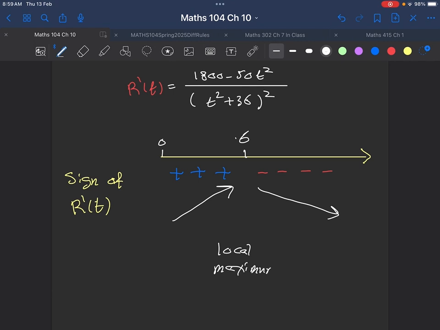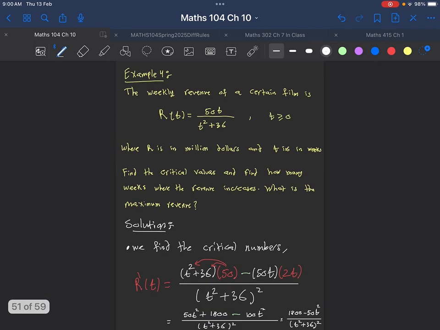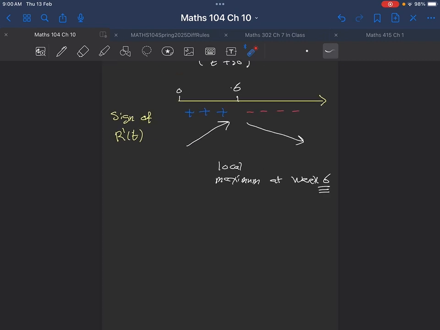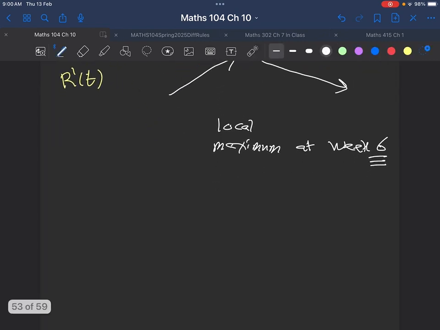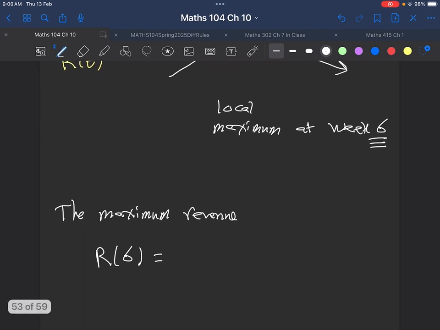So what do we get? We get a local maximum at week 6. So we have the increasing from week 0 to week 6, and the local maximum is at week 6. Now the last question is, what is the maximum revenue? All we need to do is substitute 6 here to get the maximum revenue. So the maximum revenue will be just r of 6.